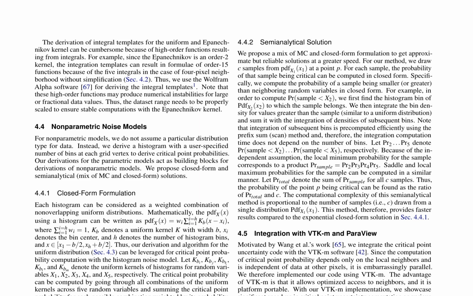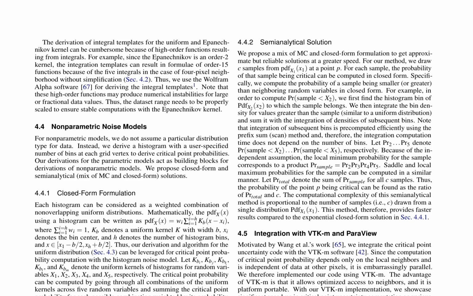The closed-form formulation computes local minimum probability at a grid point P by summing critical point probabilities for each combination of uniform kernels across 5 random variables. This involves finding the ratio of the sum to the total number of samples drawn from the distribution, with computational complexity proportional to the number of samples drawn from a single distribution.